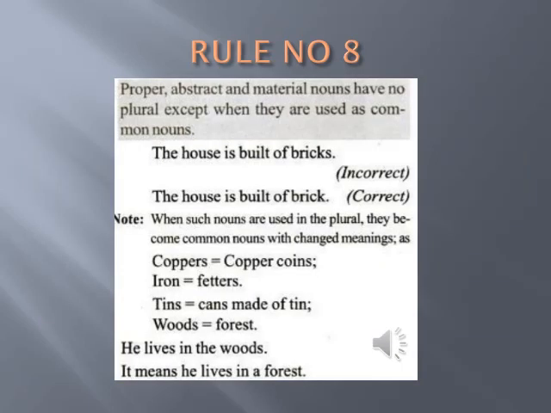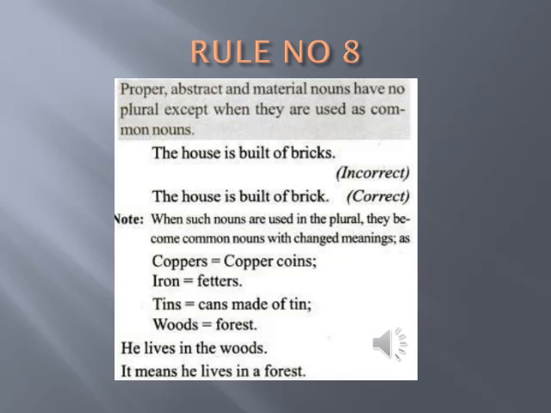Rule number 8 of spotting the errors. Proper, abstract and material nouns have no plural except when they are used as common nouns. The house is built of bricks. The house is built of brick is the correct sentence. When such nouns are used in the plural, they become common nouns and their meaning changes.